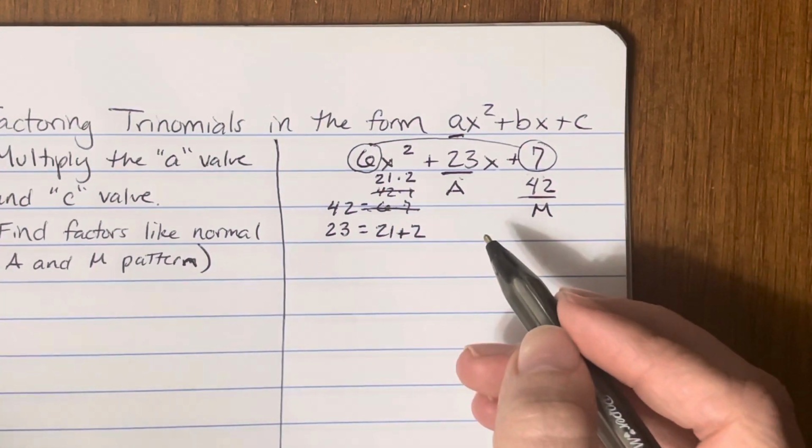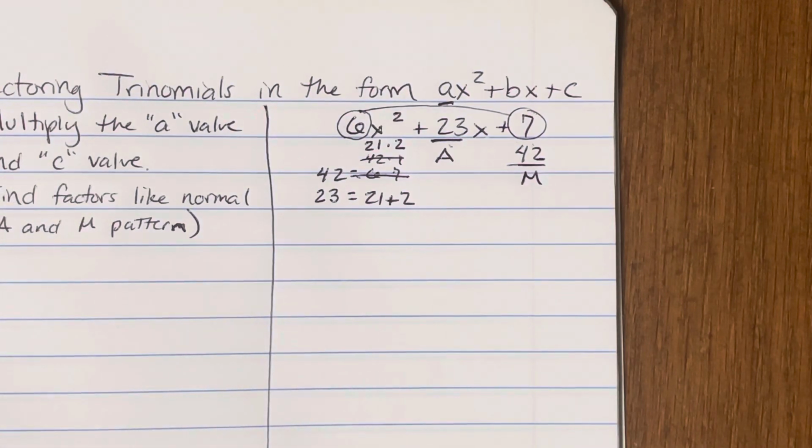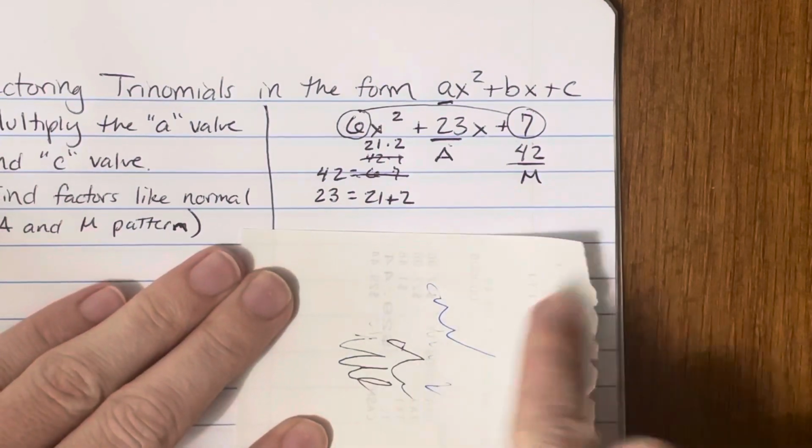Now, normally, and you don't have to write this down, but normally what we would do, I was looking for a scrap sheet of paper. This is all I've got. It's an old receipt. Don't judge me. And I've scribbled on it.